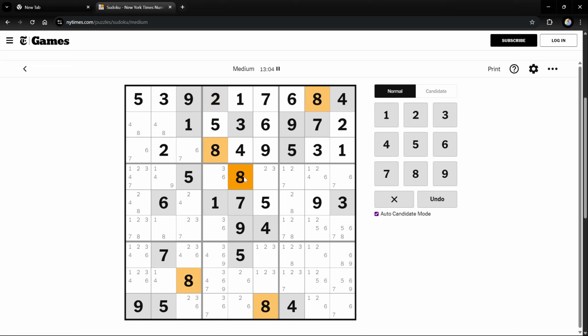Okay. Now if you look at this square, we have a 3 6, 3 6. This is an identical box, right? They have the same candidates, so we'll know that this cannot be a 3. 3 is either here or here, or 6 is either here or here. So we can take this out. Now it's only 1 candidate. We put in 2. All right.